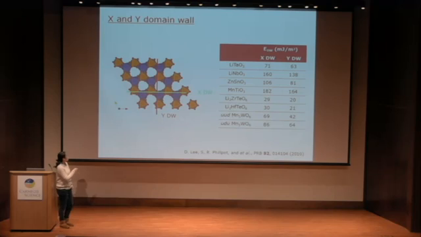And when we construct the domain wall, we also notice that because this structure has threefold symmetry, there are two different types of domain wall depending on the direction of the domain wall, X and Y type. And in all our calculations, we find this Y-type domain wall has a lower energy. So in the following, all the barriers in our results will be for this Y-type domain wall.